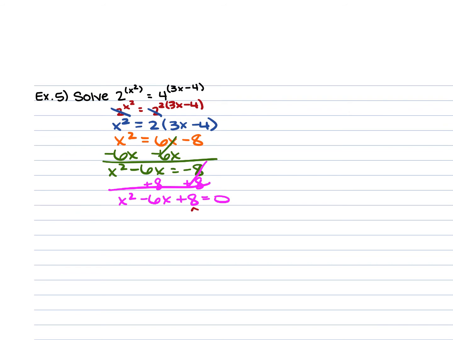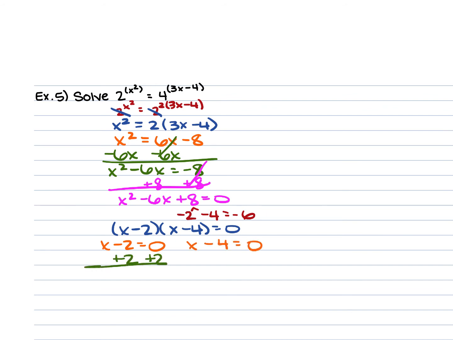We want to find the factors of 8 that add up to be negative 6. So we have a negative 2 and a negative 4. So this factors out to be x minus 2 times x minus 4 is equal to 0. We set each of these equal to 0 and solve for both of them. We're going to add the 2 to both sides. We get that x is equal to 2. Add the 4 to both sides. We have that x is equal to 4. So you have 2 solutions for this one, the positive 2 and the positive 4.